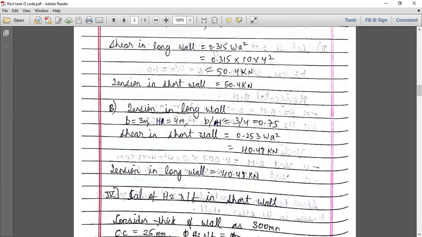Then you can find out tension in the long wall also. So now you have the bending moment in the short wall and the bending moment in the long wall, and tension in the short wall and tension in the long wall.